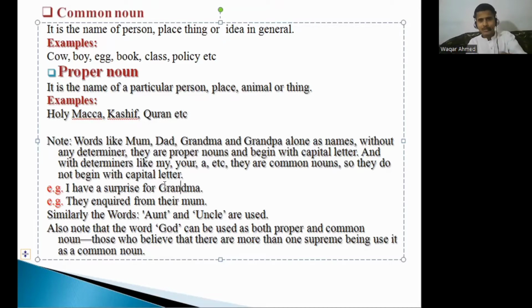While look at the second example here, they inquired from their mom, and so mom has been preceded by their, which is a determiner, right? Possessive pronoun. So we have treated it as a common noun. And so you have to do the same with all the aforementioned nouns, the nouns that I have mentioned earlier.